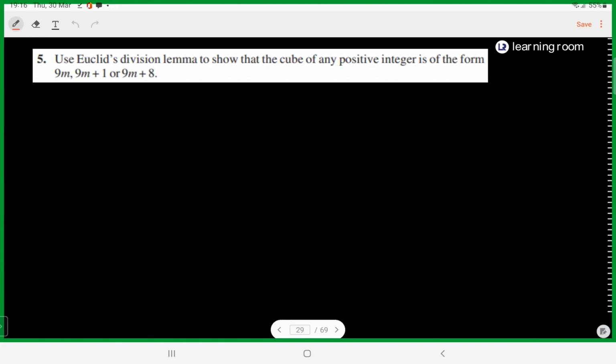What's the formula of a plus b whole cube? A plus b whole cube formula. A cube plus b cube plus 3ab into a plus b. Feel free, yeah? Okay, no problem. So what is the a plus b whole cube formula? A cube plus b cube plus 3ab into a plus b. Okay, a cube plus b cube plus 3a square b plus 3ab square. So now according to this formula, you divide it.